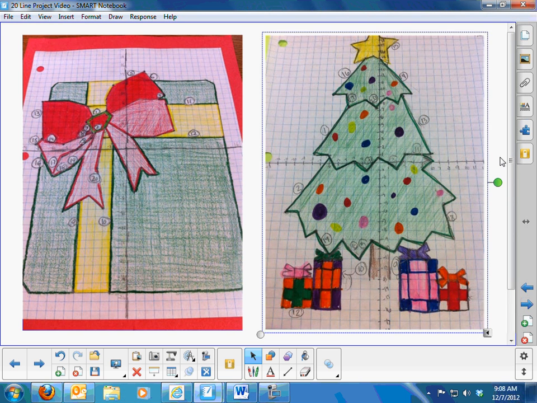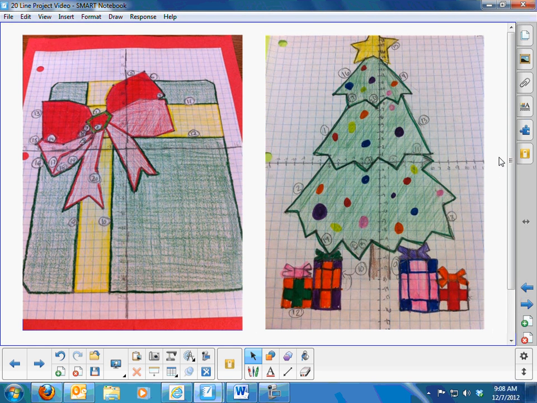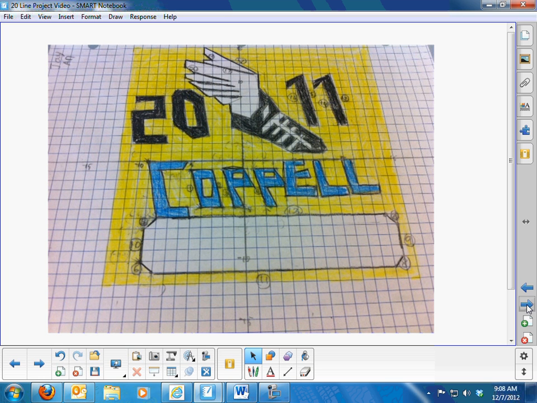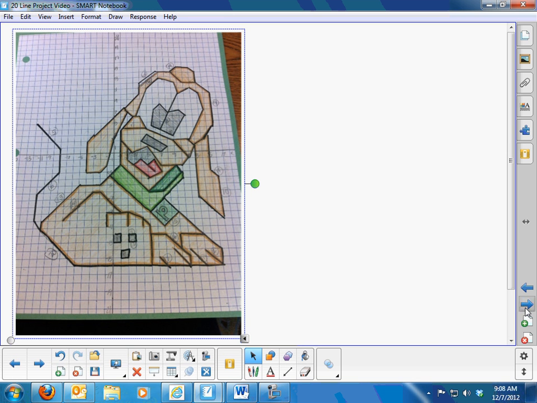Here are some more examples of projects that the kids have done in the past. We always do this around Christmas, so we have some Christmas themed pictures here. Here somebody chose to use the design on, I believe, the cross-country t-shirt last year. As you can see, this is a little more complicated. Here we have a cute little dog.